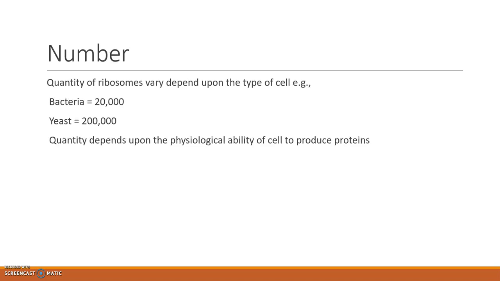Now coming to the number of ribosomes. Ribosomes may vary in number depending upon the type of cell. Each type of cell will have a different number of ribosomes. Bacteria will have 20,000 or more, yeast will have 2 lakhs or more, and other mammalian cells will have a much larger amount of ribosomes. The quantity depends upon the physiological ability of the cell to produce proteins.